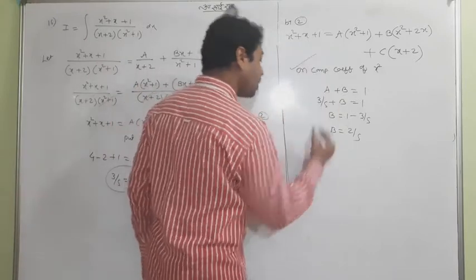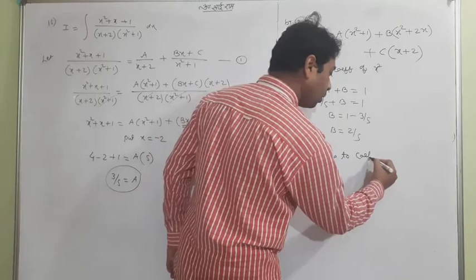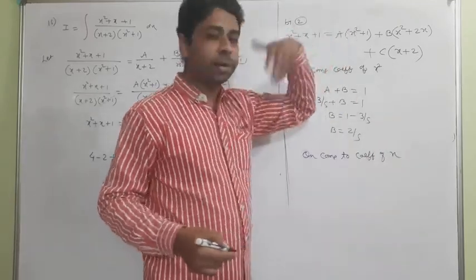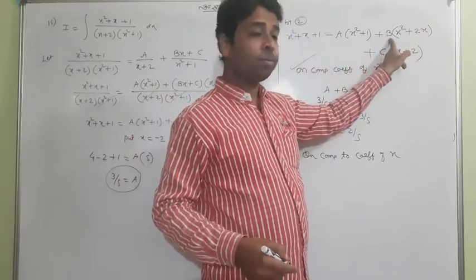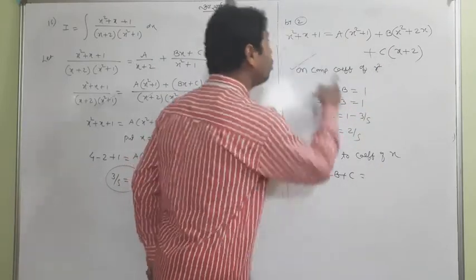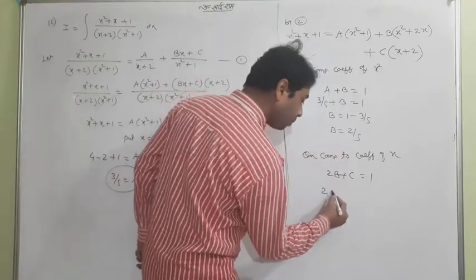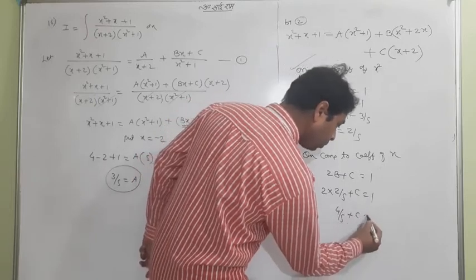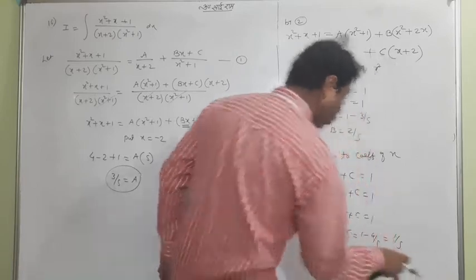Again, the same on comparing the coefficient of x. This time not x square, it is x. So search where the x is. This is x. So the coefficient of x is 2b and the coefficient of x is c. So 2b plus c equal to the coefficient of x, which is 1. So put b equal to 2 by 5 here. So 4 by 5. C equal to 1 minus 4 by 5 equal to 1 by 5. You got c equal to 1 by 5.